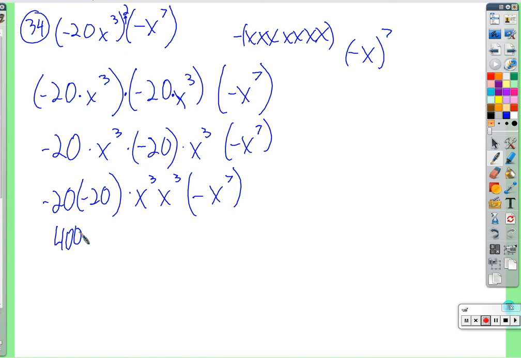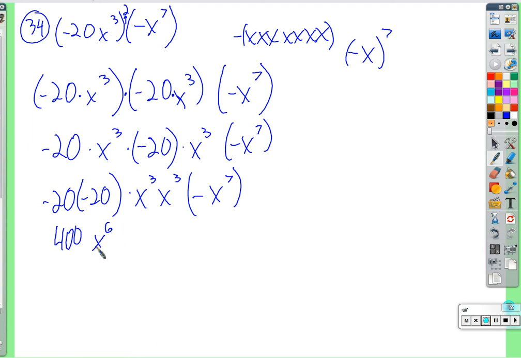Can someone tell me why x cubed and x cubed would go together and make x to the 6th? Because what? Yes, that's the best answer that you could have given. Because you have 6 x's. There are 3 x's multiplied together. Here are 3 x's multiplied together. We're taking those 3 and those 3, and we're multiplying them together for a long string of 6 x's that you're multiplying together. Okay, so x to the 6th.